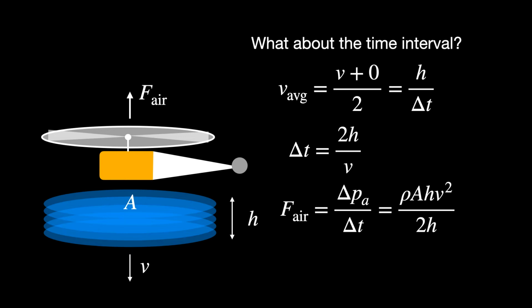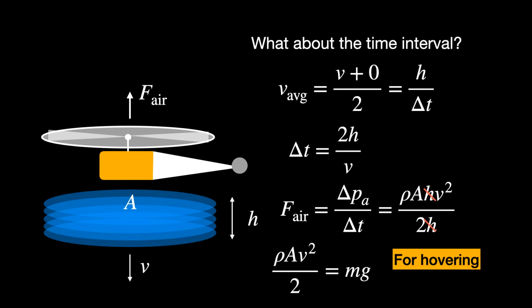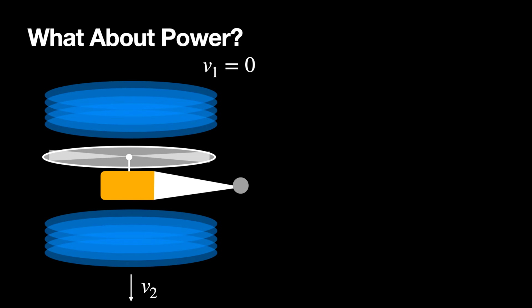Okay, so now if I use that time interval in my F air equation, I get the change in momentum over the change in time. So I get rho a h v squared divided by 2h, and the h's cancel, and there you go. If it's hovering, then this has to be true: the rho, the density of air, times the area of the rotors times the velocity of the air squared divided by 2 would have to be equal to the mass of the helicopter times g, the gravitational field. That's to hover.